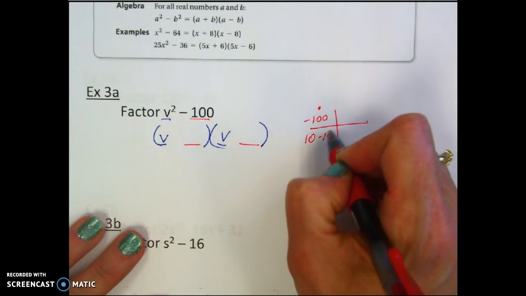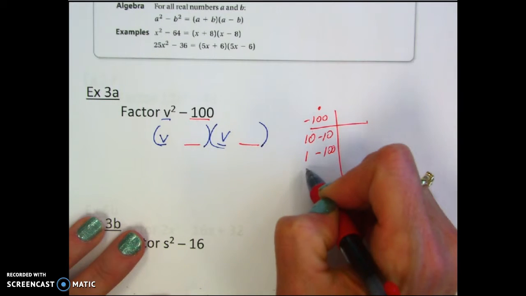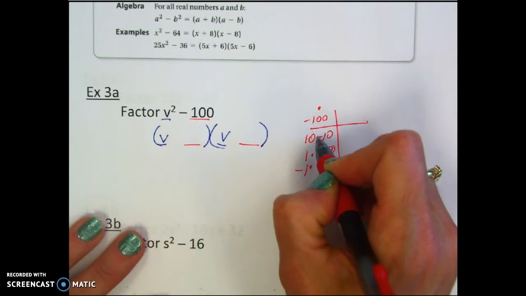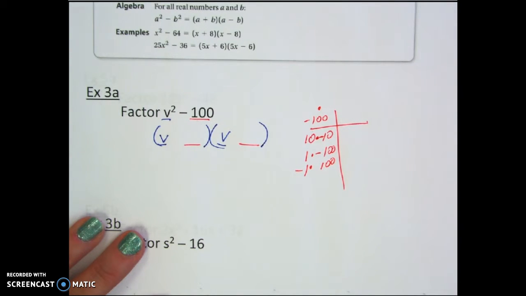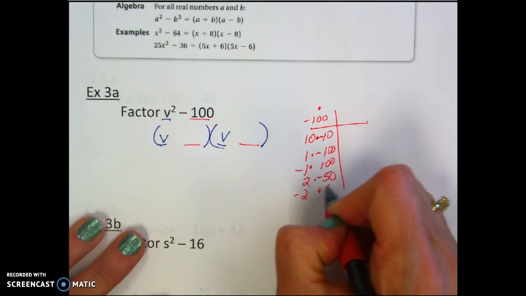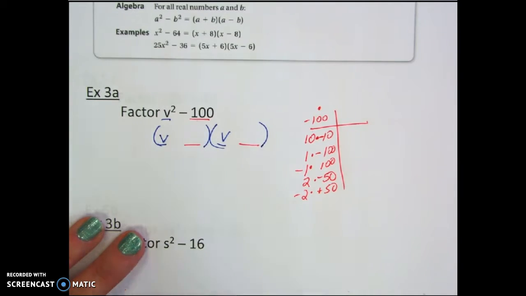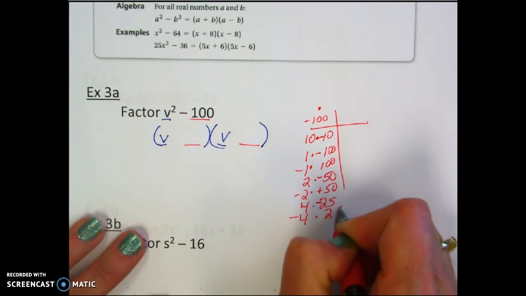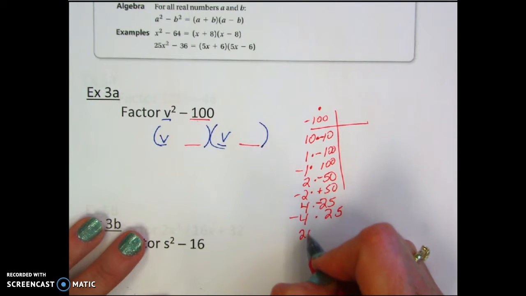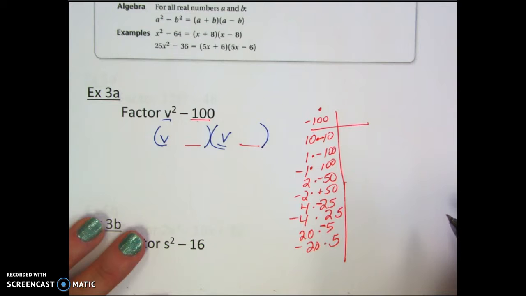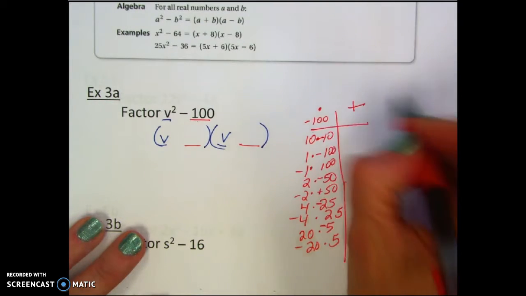Positive 10, negative 10, positive 1, negative 100, negative 1, positive 100. All these combinations multiply to negative 100. Oh, 2 and 50, negative 50, negative 2 and positive 50. Excuse me, 4 and 25, 20 and 5. Whew. Now, the thing is, I want them to add up to what?